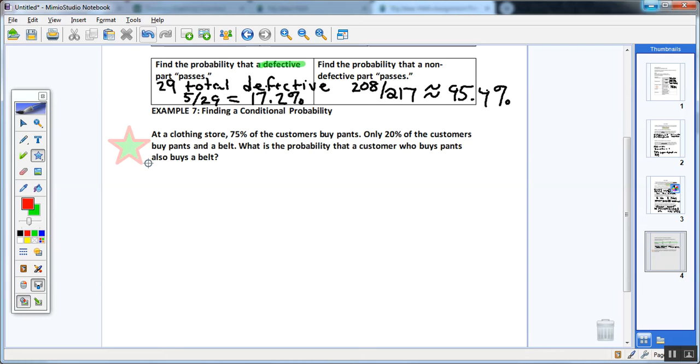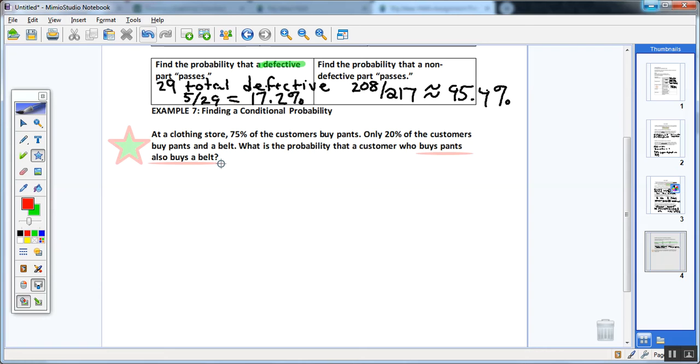Okay, here's the deal. 75% buy what? Pants. And then it says only 20% buy what and what? 20% buy pants and a belt. If we're talking about that 20% of people, they bought what and what? Pants and a belt. Okay? They want to know what is the probability that a customer who buys pants also got what? A belt. Okay, well here's the situation.